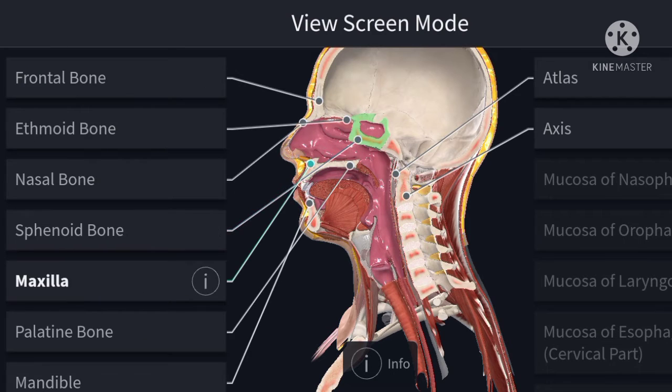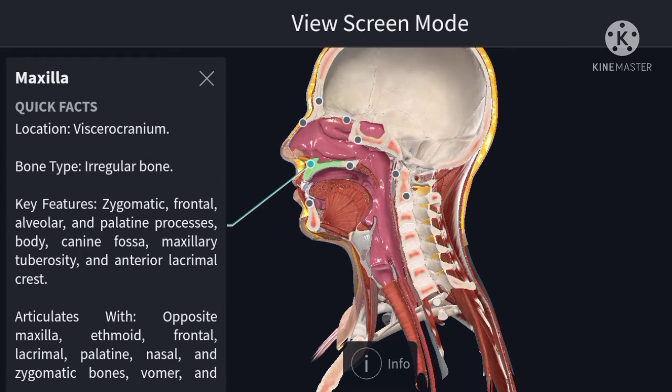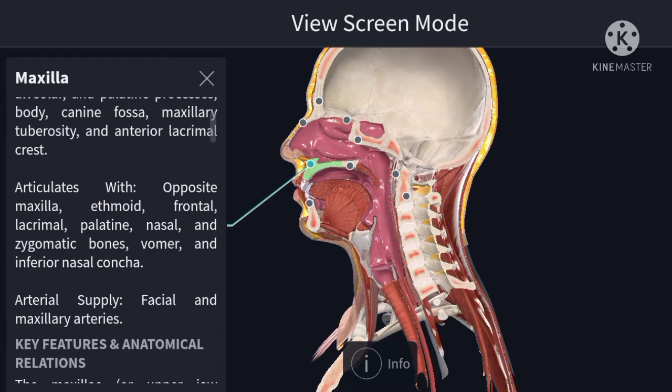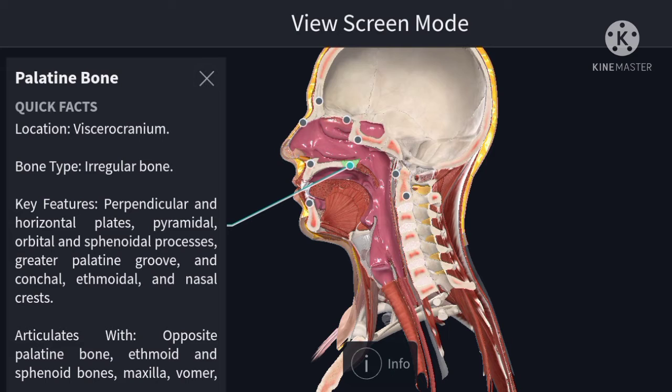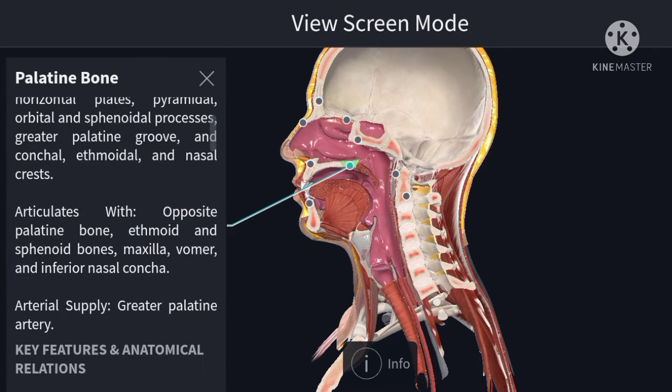Now we will see the maxilla. As you can see here, the maxilla is a type of irregular bone located in the viscerocranium and supplied by the facial and maxillary arteries. Now we will see the palatine bone, and this is the palatine bone, and it is a type of irregular bone located in the viscerocranium and supplied by the greater palatine artery.